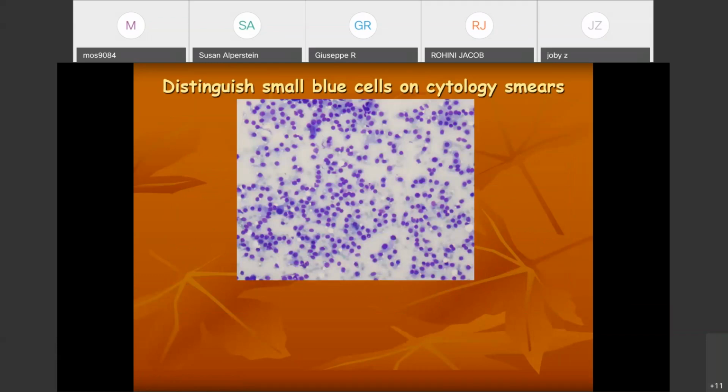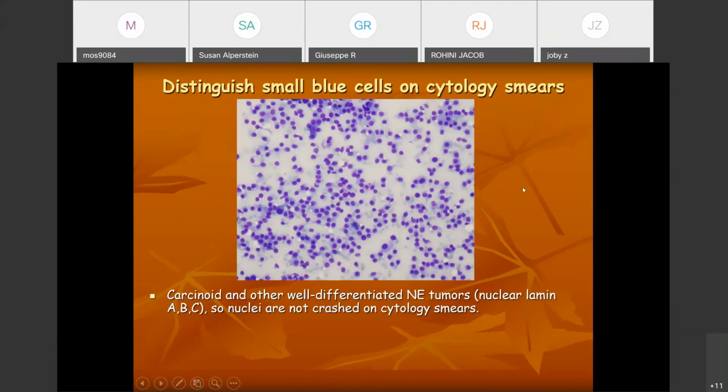How to distinguish small blue cells on cytology smear? You're not allowed to do any, no cell block, just cytology. Diff-Quik. Look at the background. You see, just look at the Diff-Quik small blue cells. There's no lymphoglandular body. There's no lymphoid tangle. The cells are very rigid, like sesame seeds. Because the carcinoma will be different, neuroendocrine tumor. The cell biologists say nuclear lamin A, B, C are intact, so cells are not crushed by smear.